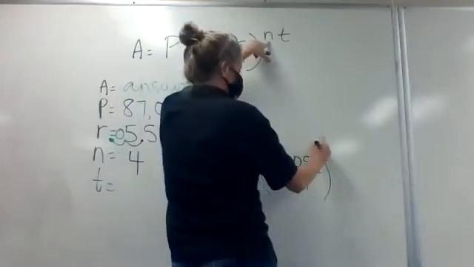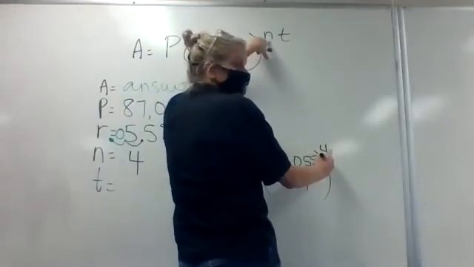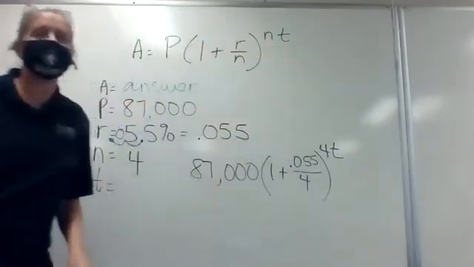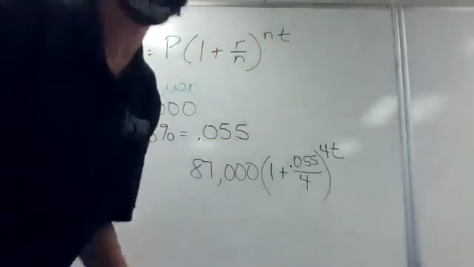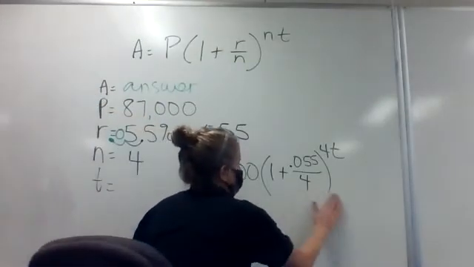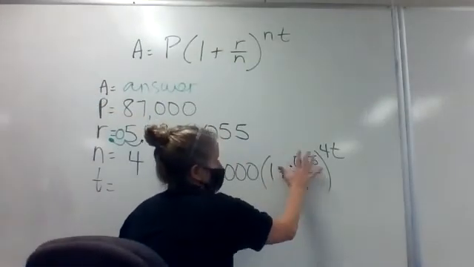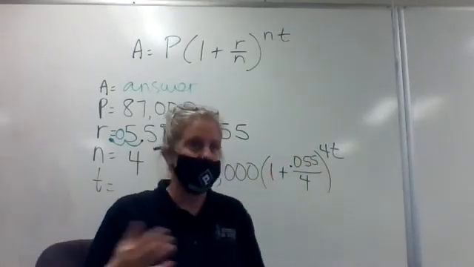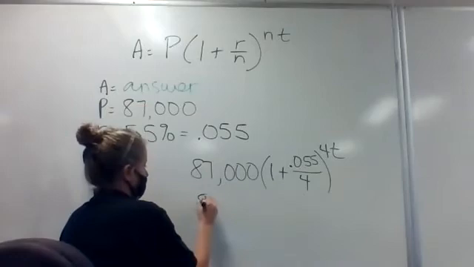My N again is 4. T is what is going to change all the time, so I'm just going to keep that a T right now. Now, this essentially is the formula. What it wants you to do before you put that answer into MATLAB is turn what's inside this parenthesis just into one number. Okay, so I'll have 87,000.